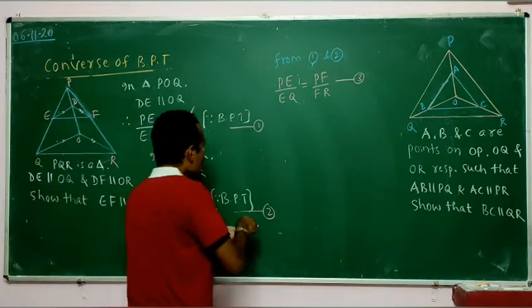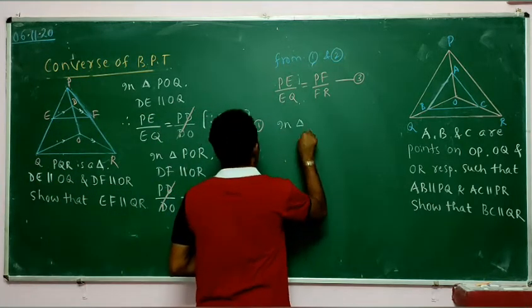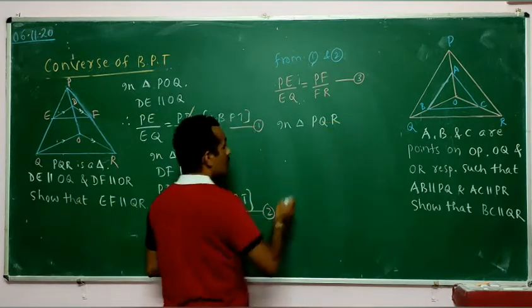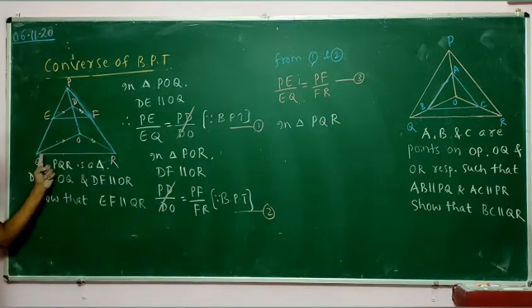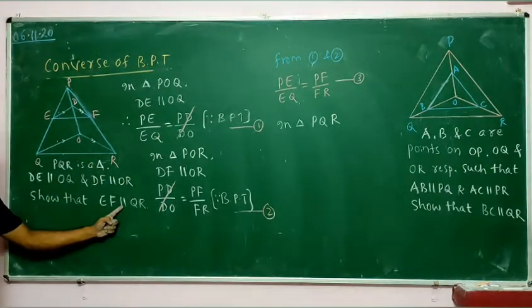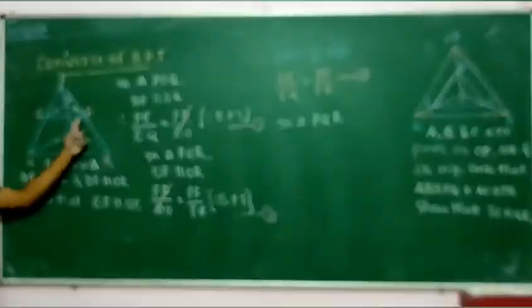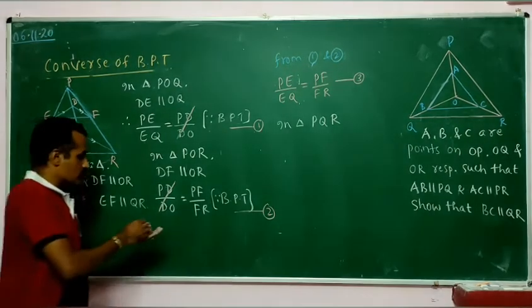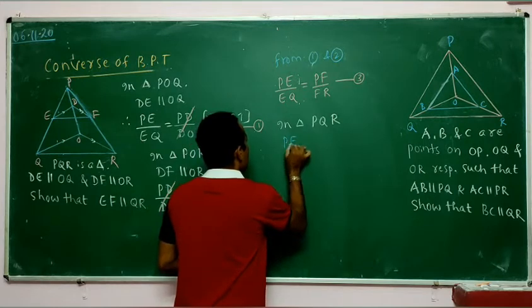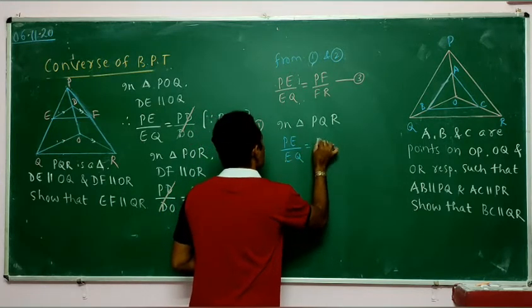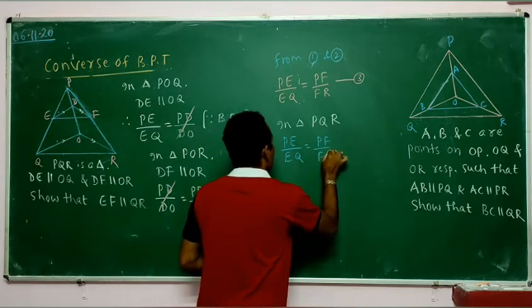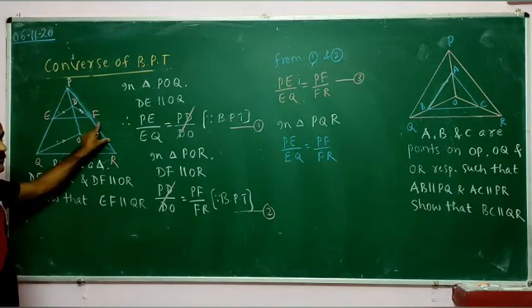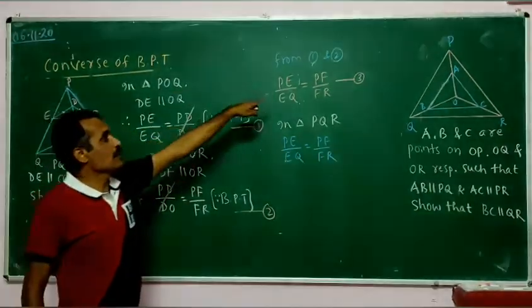Come on. In triangle PQR, I don't know these are parallel. I have to prove it. Right? In triangle PQR, I don't know that these two are parallel, but what I know is PE by EQ is equals to PF by FR. From where has it come? It has come from equation number 3.